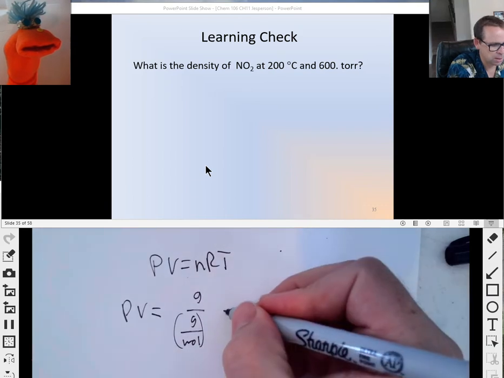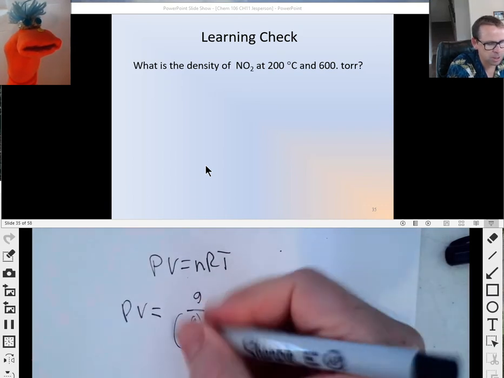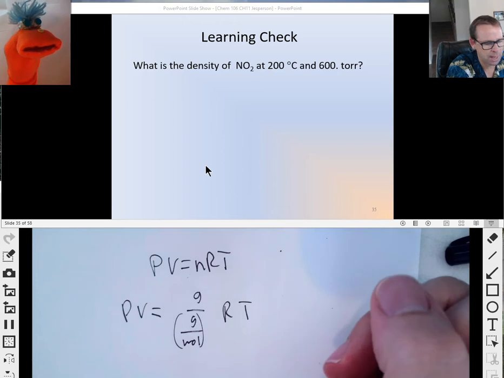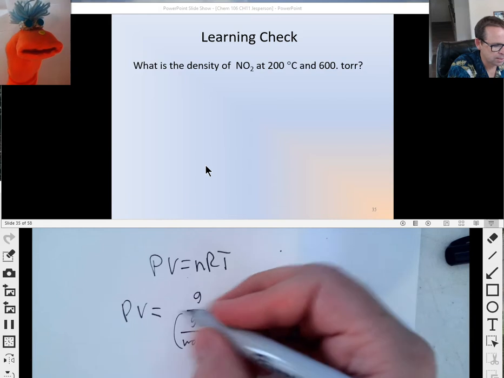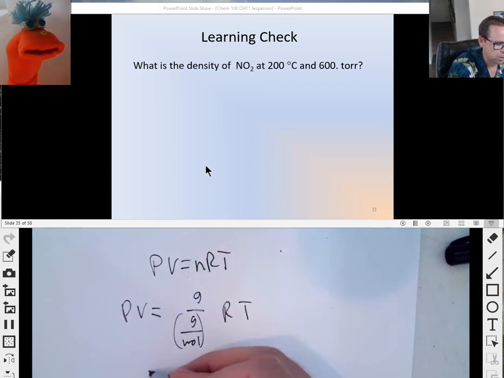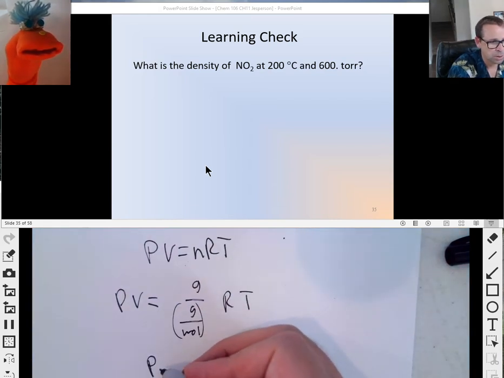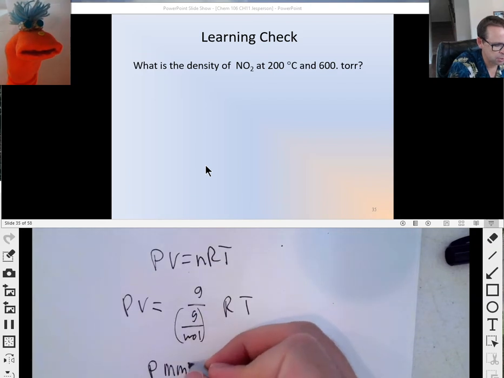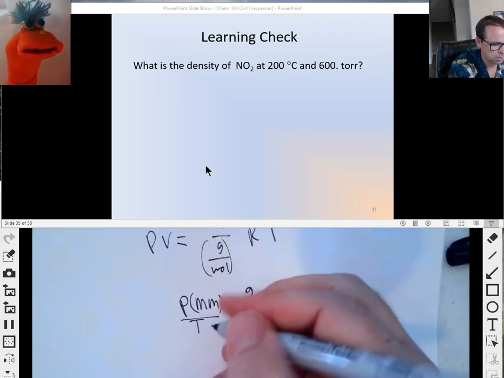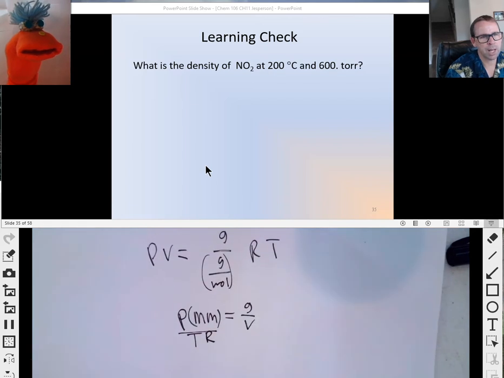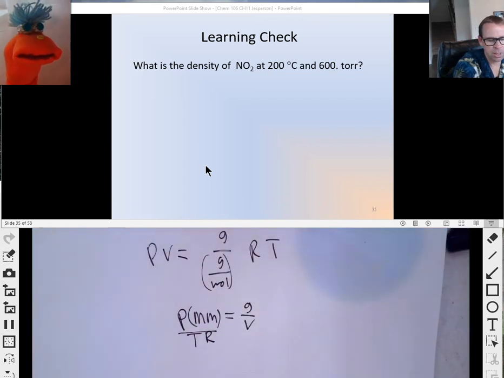PV equals nRT, n being expressed in terms of grams over the molar mass. All right? And in this, we want to solve for the density, so we want to switch the volume over here. So the pressure times the molar mass, I'm just rearranging everything, equals the density, like that, and then this would have to be divided by temperature and the gas constant. Okay? Now we're not going to finish that one up.